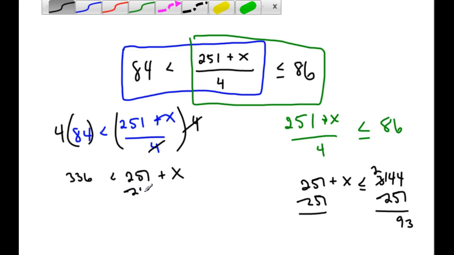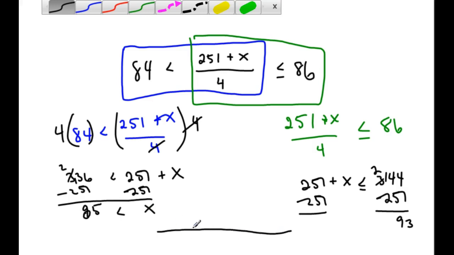Over here you subtract 251. Same deal. So this one's going to be 85. Okay, so 85 is less than x. If you prefer to switch this around, you can say x is greater than 85.